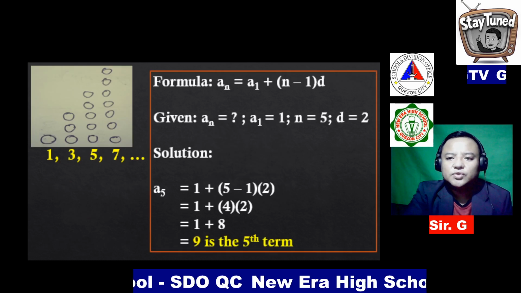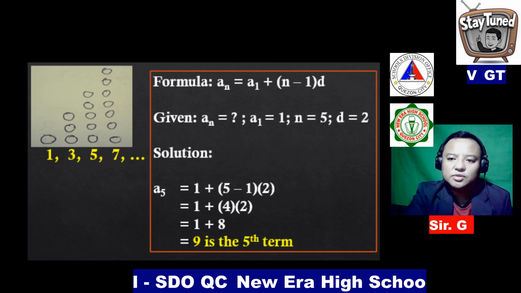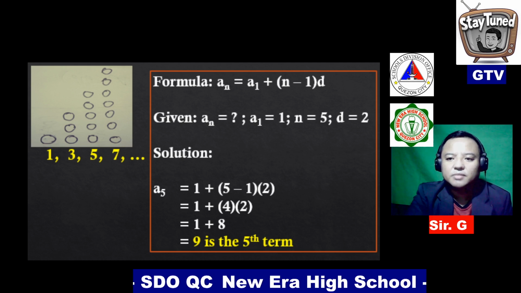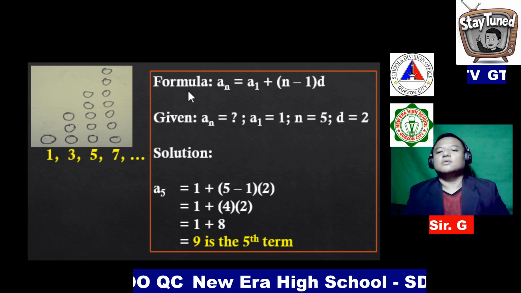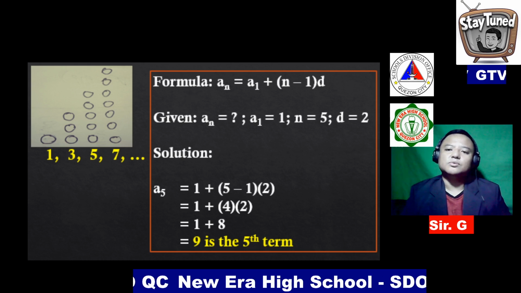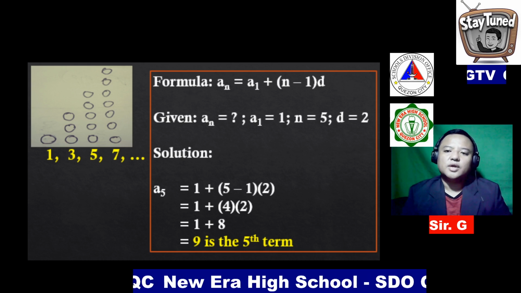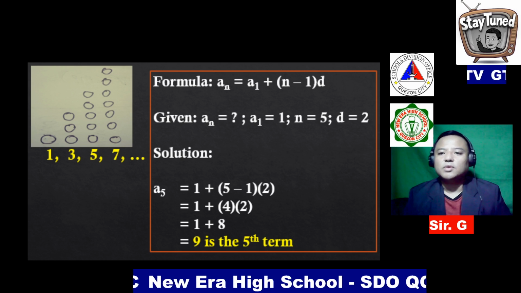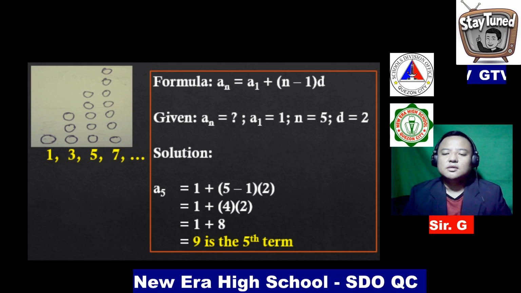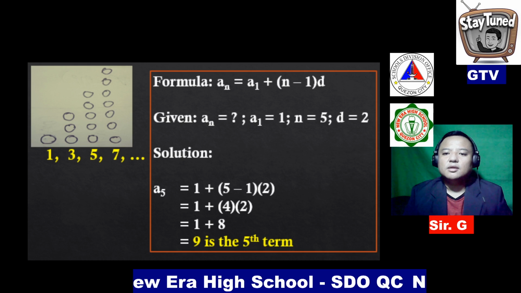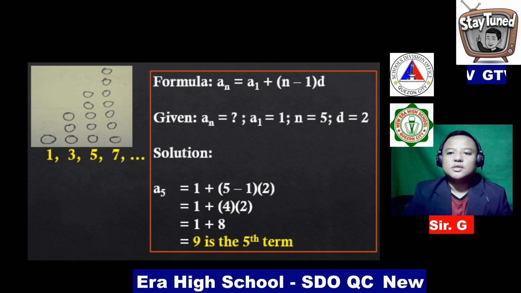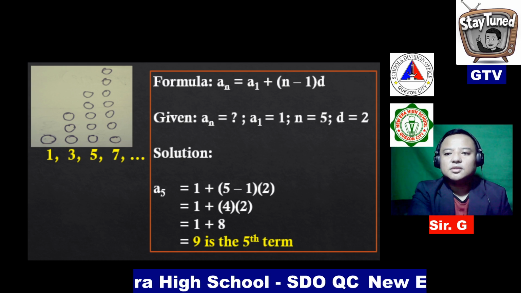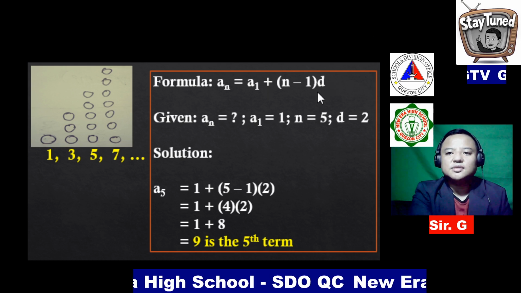So let's try to solve each question a while ago. Let's solve for the fifth element. Alright? So, take note, we have to always write our pattern or formula for us to be guided. So our formula, we have the last term equals the first term plus a quantity of n minus 1 times the common difference d.